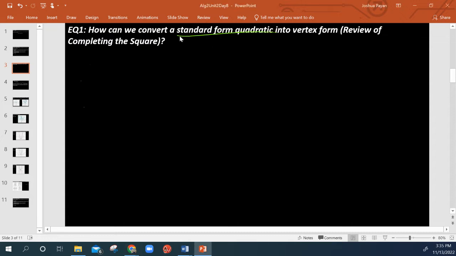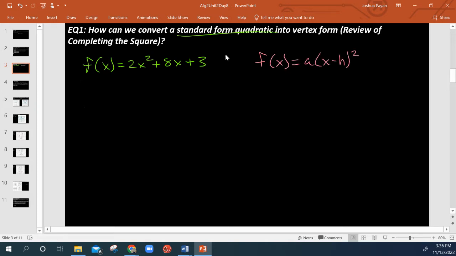So let's say we have a standard form quadratic. So f of x equals, I don't know, 2x squared plus 8x plus 3. So that is a standard form quadratic, right? And I want to convert this into vertex form, of course, to where it looks like this instead. Okay, so we're already familiar between the two forms. We're just now learning about vertex form and what it all means.